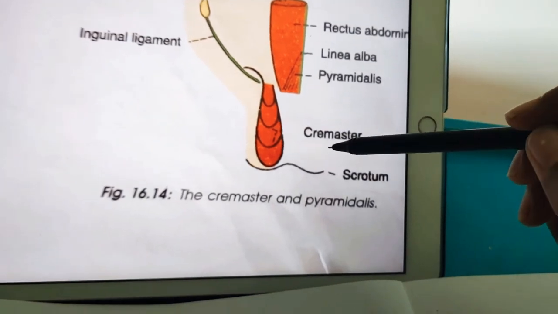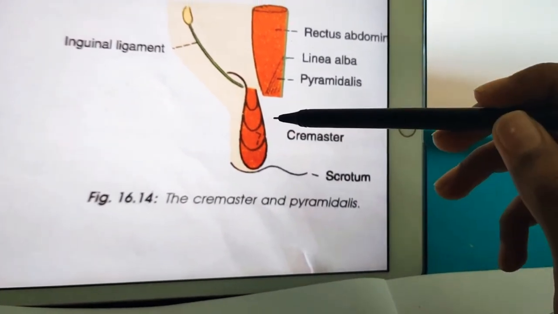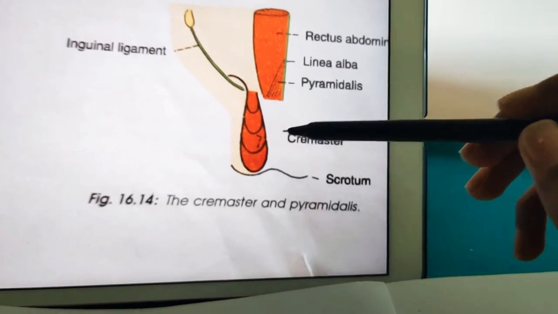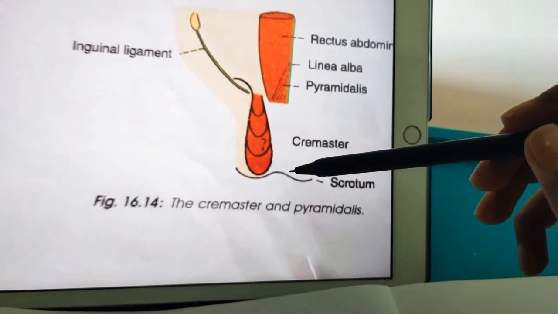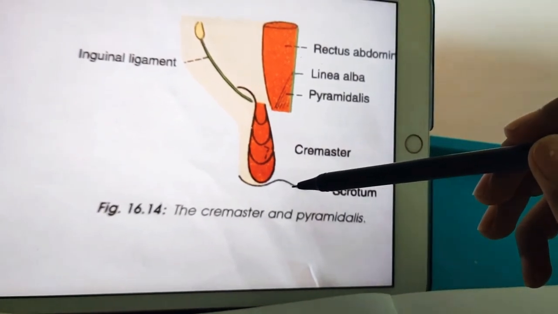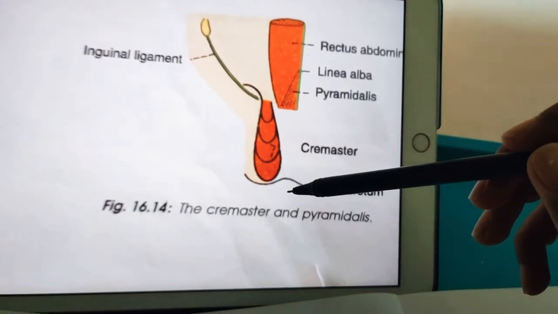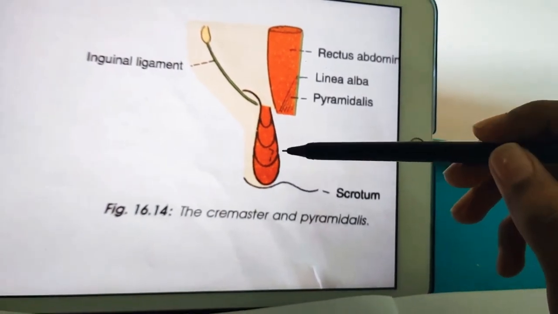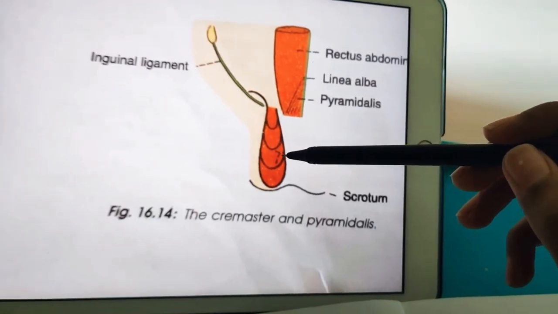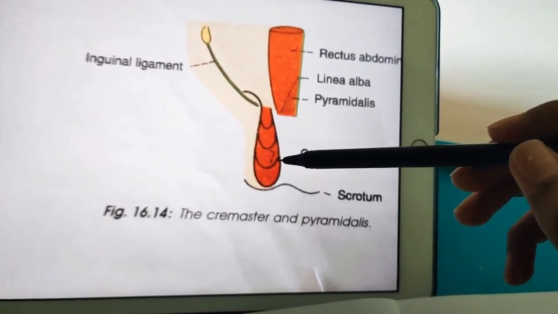So what is the nerve supply for this muscle? The nerve supplying it is the genital branch of the genitofemoral nerve. The genitofemoral nerve, we know, comes from a twig of the lumbar plexus, L1 and L2. So the genitofemoral nerve supplies this cremaster muscle. So what is the action of this muscle? It helps to suspend the testis and can elevate it.